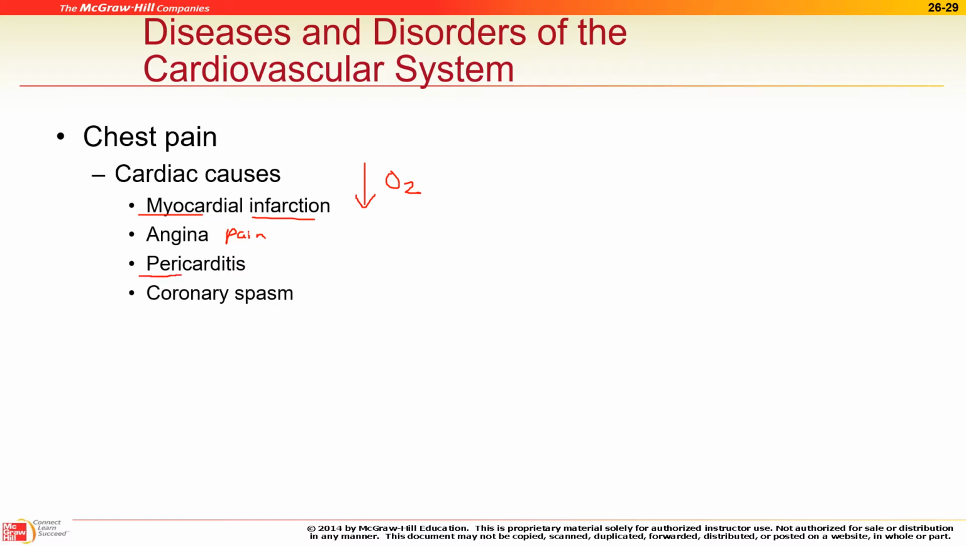Pericarditis. So that's inflammation of which layer? Yeah, the thing around it. So that is the heart sac, the parietal pericardium. Coronary spasm. Remember, these are the arteries that feed the heart, and sometimes they constrict on their own. When that happens, you get a drop in oxygen in that part of the muscle of the heart, and you get pain. Hopefully, they relax and open back up, and there's oxygen flow, and it doesn't damage the muscle.